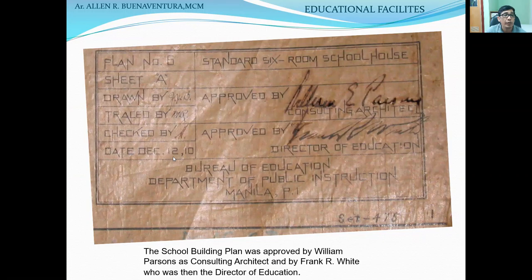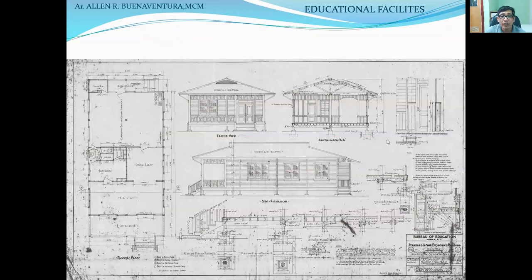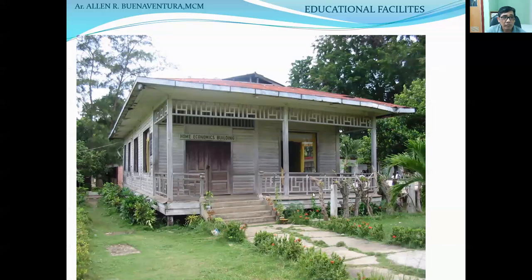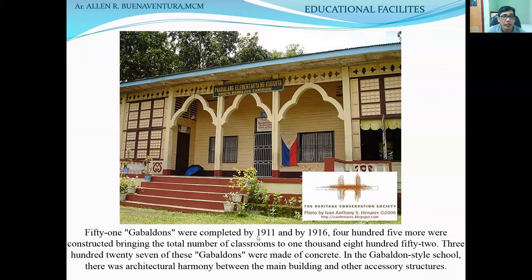So this is another plan of a standard Gabaldon building. As you can see, this is the plan and this is the elevation. This is another Gabaldon building. 51 of the Gabaldons were completed in 1911. 327 of these Gabaldons were made of concrete.